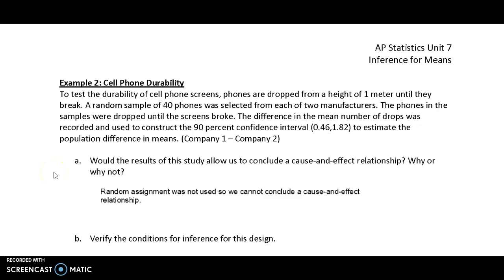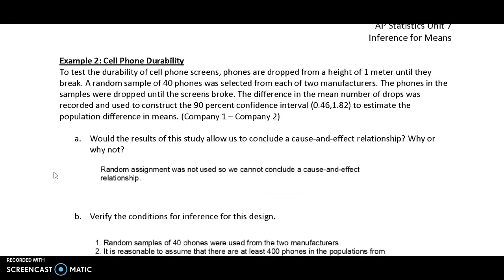Okay, so we look here at our cell phone durability. Would the results allow us to conclude cause and effect? Of course not. Random assignment was not used, so we cannot conclude cause and effect, although we can see some correlation.